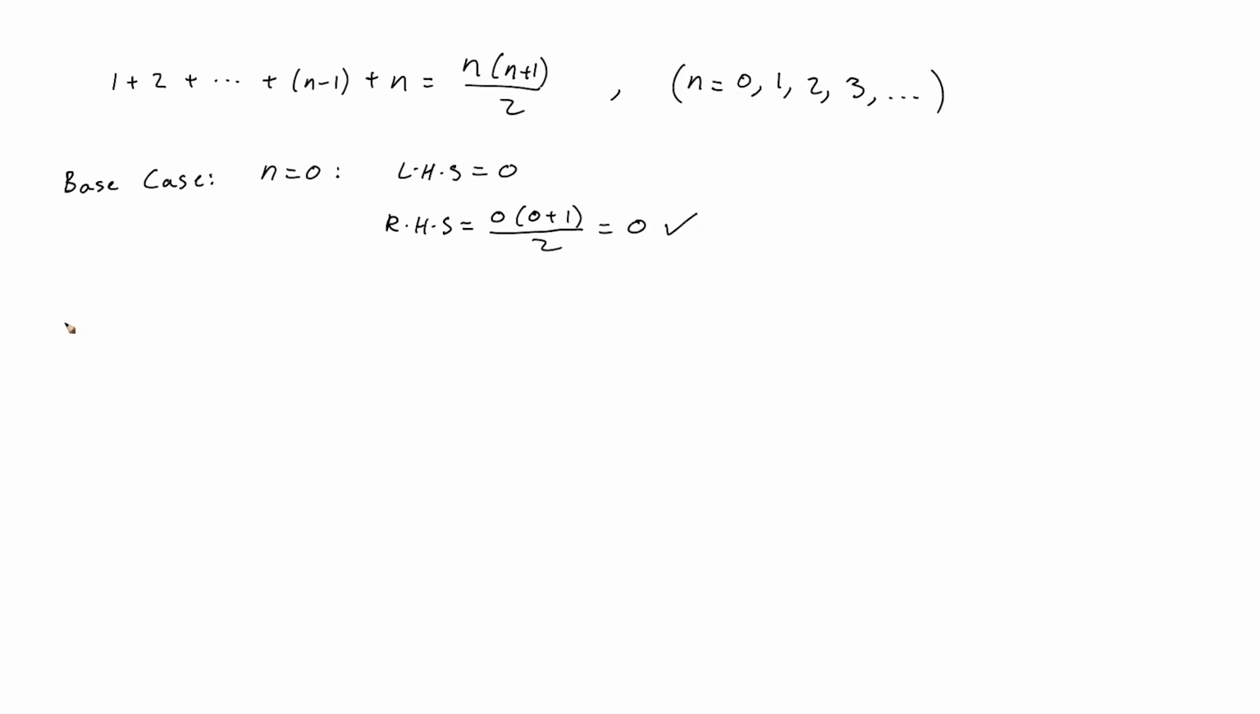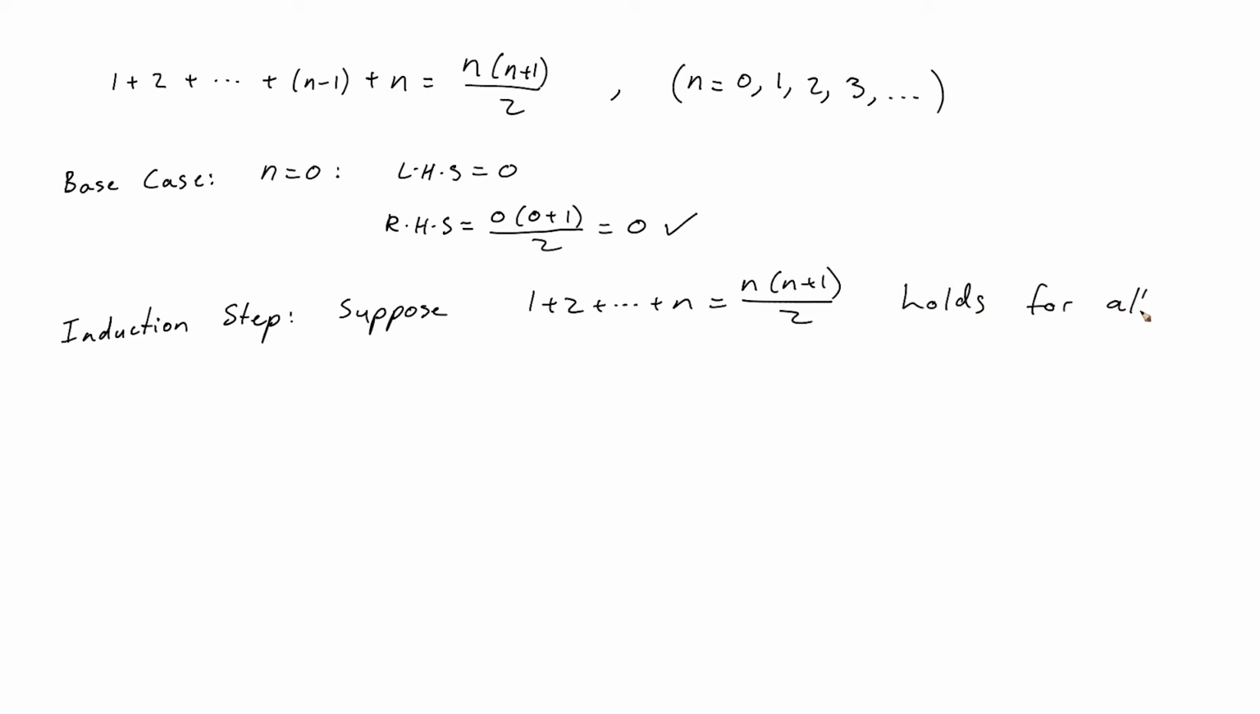And now we need to do the induction step. When we do the induction step, we need to make a hypothesis, which we call the induction hypothesis. So what we do is we suppose that this formula holds for all n, where n is allowed to go from 0, 1, 2, all the way up to some fixed N. And we consider the sum up to that big N, but then we take the next term as well.